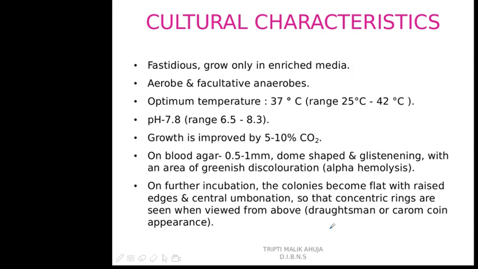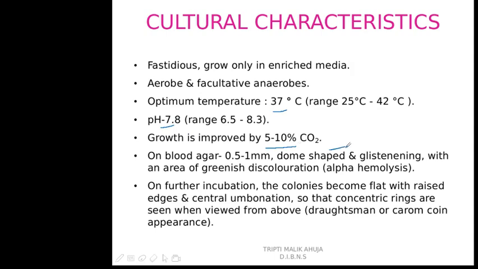Among the culture characteristics, the organism is fastidious, grows only in enriched media like blood agar and chocolate agar. It's an aerobe and facultative anaerobe. The optimum temperature is 37. The optimum pH is 7.8. Growth is favored with 5 to 10% of carbon dioxide.